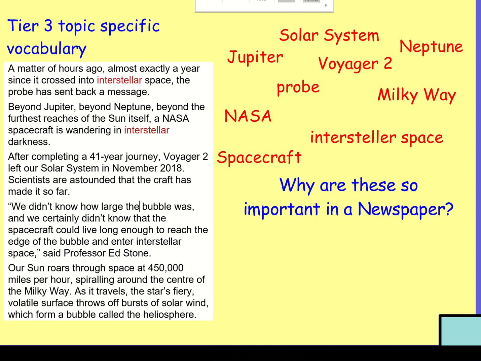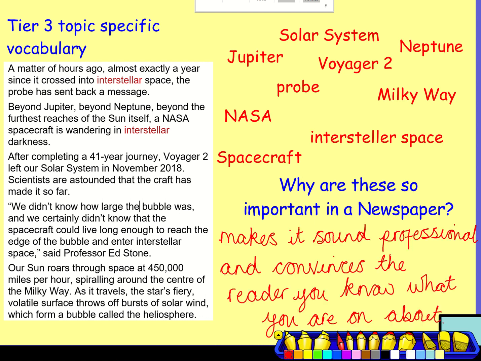Why do I think I need to include those words? Why does a newspaper have to have topic-specific vocabulary? And the answer is, it just makes the article sound a lot more professional and convinces the reader that the person who wrote the article actually truly does know what they're on about. Because if I'm mentioning interstellar space in my gardening thing, the reader's going to be like, what on earth is this person on about? They're just making this up, because why would that be included in an article about my garden?